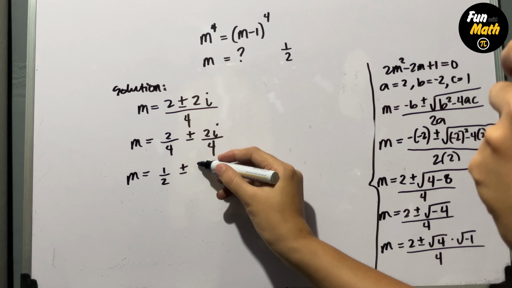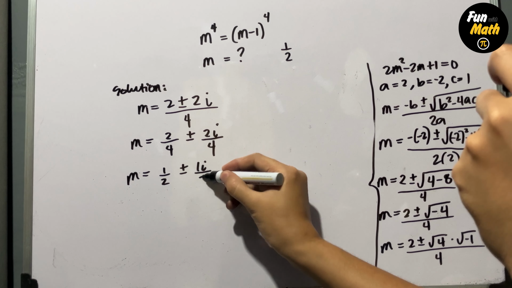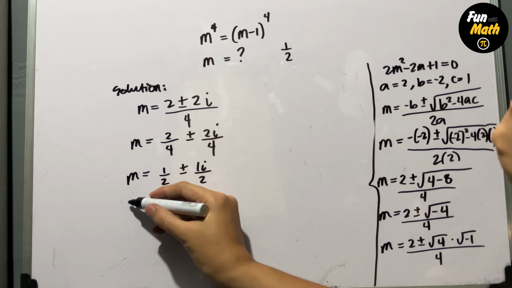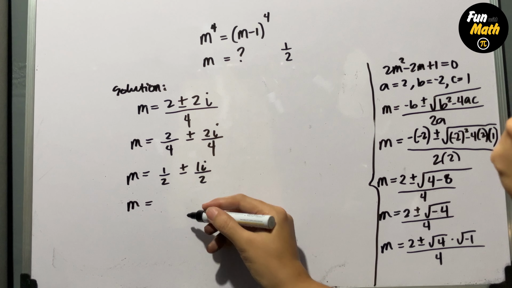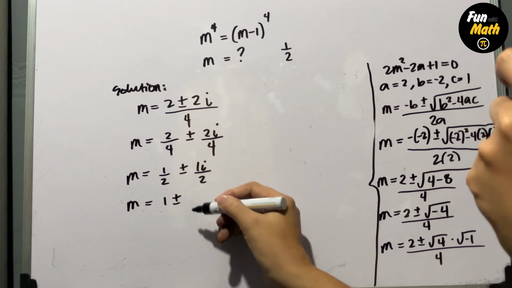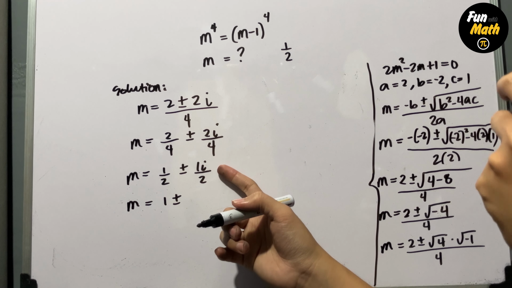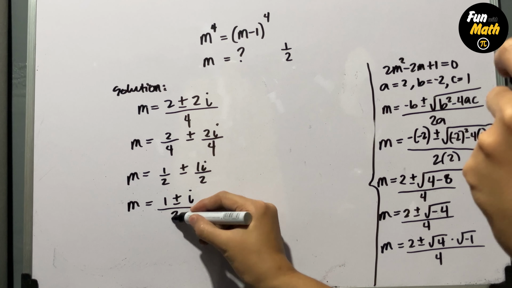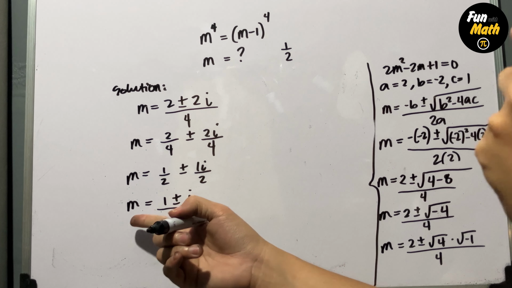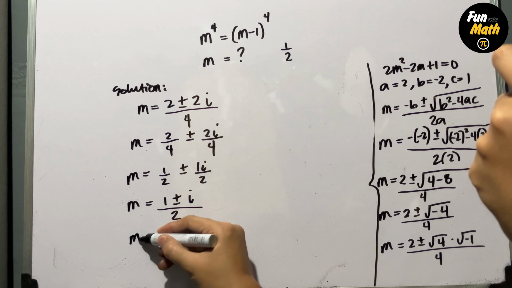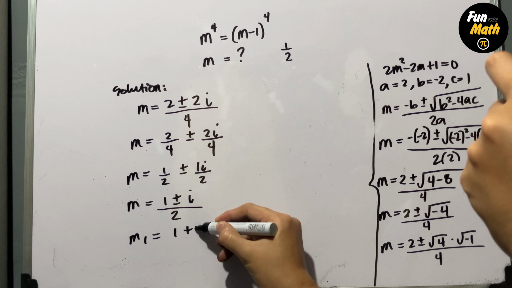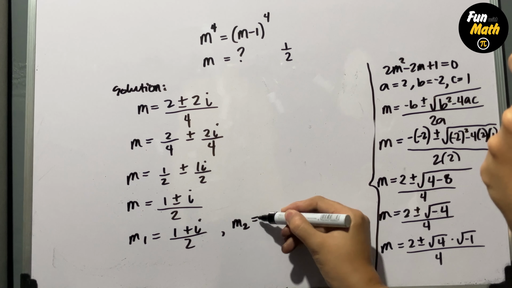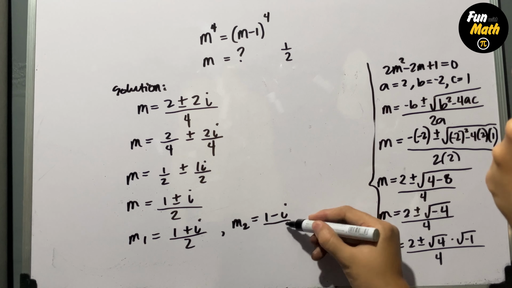So this is m is equal to 2 over 4, that is 1 half, positive negative 2i divided by 4, that is 1i over 2. Now that they have the same denominator, we can write it as m is equal to 1 positive negative, for 1i, we can just write it as i, all over 2. And for this, we can have two values of m. m sub 1 is equal to (1 plus i) over 2. Another is m sub 2 equals (1 minus i) all over 2.